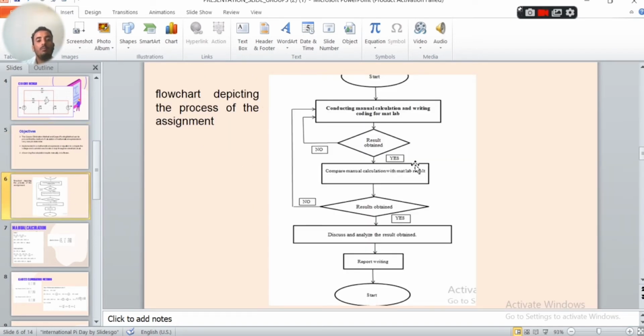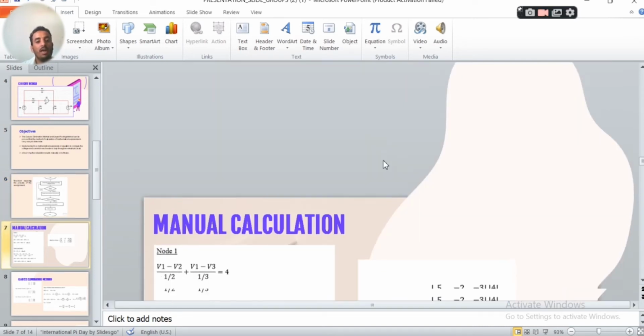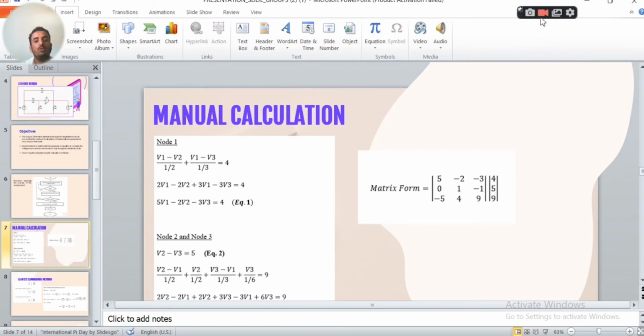We get the final result the same. This is the flow chart of our project, which we have gone through. The first step was to conduct the manual calculation and the software coding. After getting the results from both, the third step was comparing the result from the manual calculation and the software, and lastly analyzing the results from the manual calculation and the MATLAB software. Thank you so much. That's all for me. I will let my friend complete the presentation.